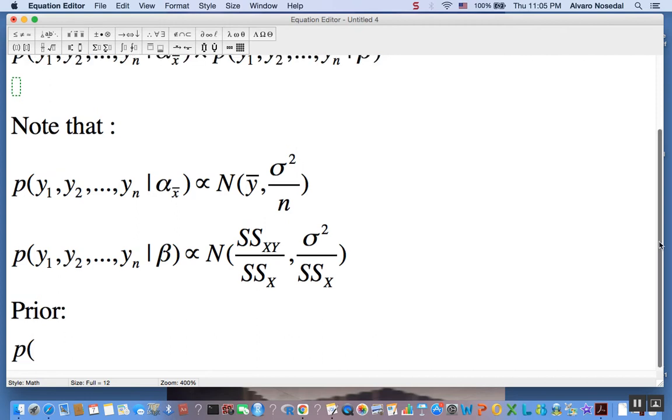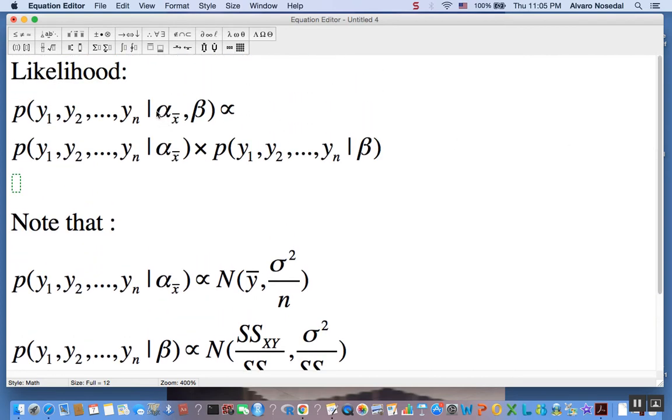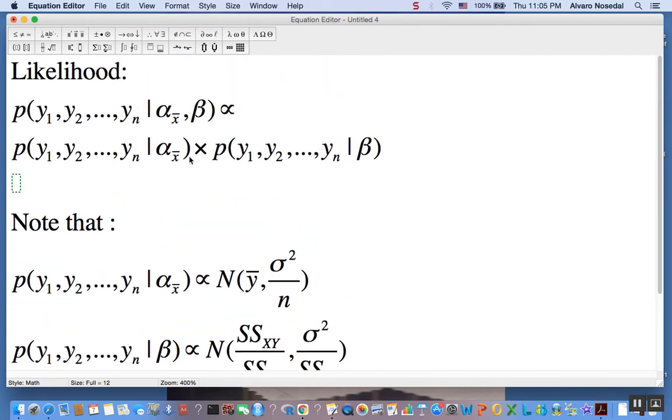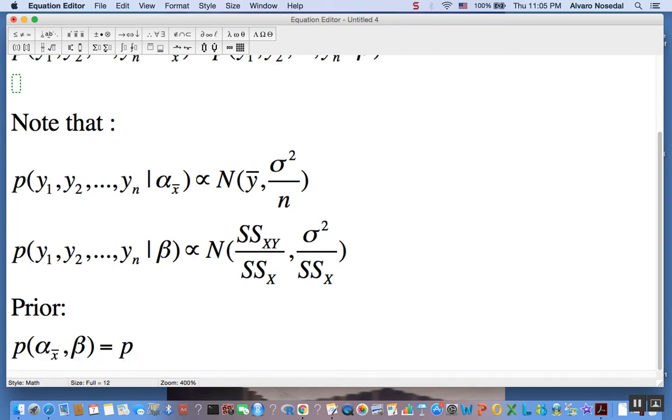Now we need a joint prior because we have two parameters, alpha x bar and beta, those parameters for the alternative form of the least squares regression line. And since the joint likelihood for alpha x bar and beta can be expressed as the product of two independent likelihoods, we're going to consider independent priors. That's going to make our lives easy.